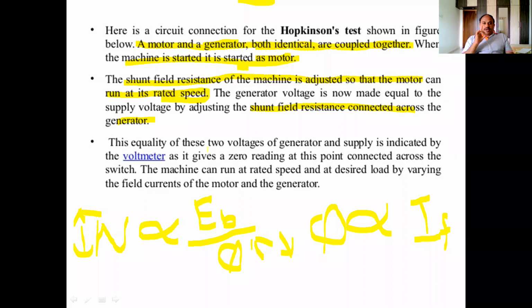If the motor runs at rated speed, since the generator and motor are mechanically coupled, the generator also runs at its rated speed with the help of the motor. Then both machines run at rated speed. Now the generator field rheostat is adjusted, because both machines are shunt machines. The generator voltage is made equal to the supply voltage by adjusting the shunt field resistance connected across the generator.